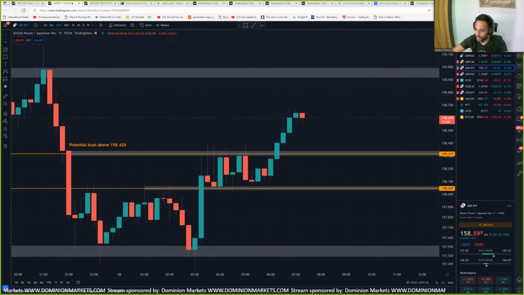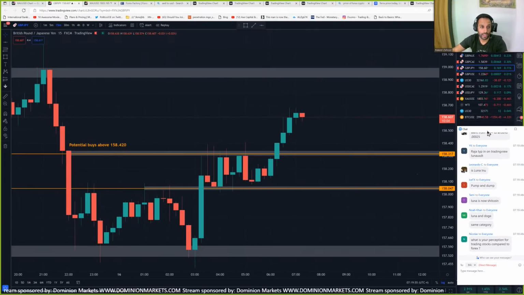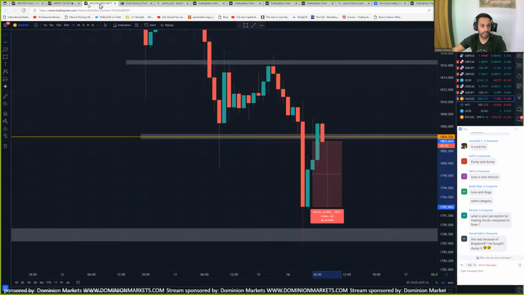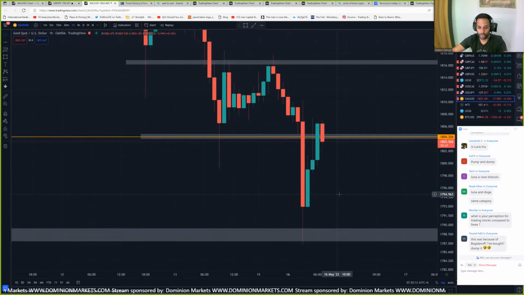What's your perception of trading stocks compared to Forex? I think Forex has leverage. Because it has leverage, you have great opportunity to make money, but introducing Forex with leverage to a new investor is like introducing coke to someone who's in depression. That's what Forex is, because it's addictive the way it moves.